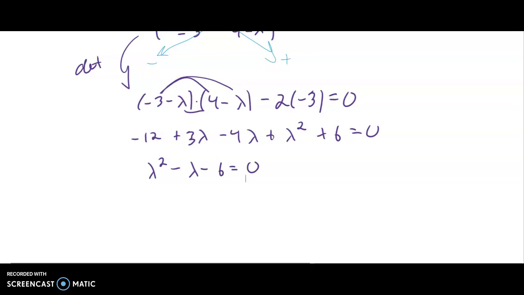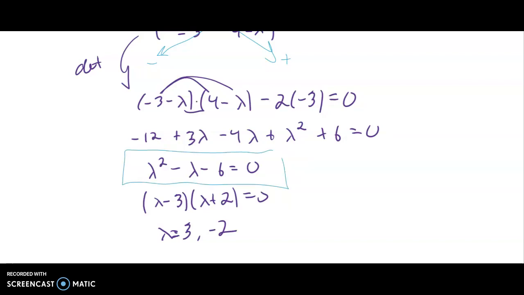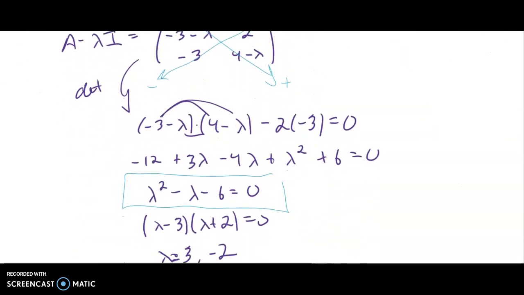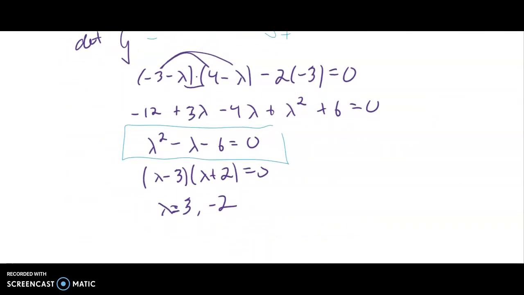And from here, we simply go ahead and we factor. So we go lambda minus 3 times lambda plus 2 equals 0, which gives me lambda equals 3, negative 2. One thing I'll point out is that this right here is the characteristic equation for this system of differential equations up here. I've said many, many times that anytime we solve a differential equation, we got to go through the characteristic equation, and that shows up in this particular method right there.